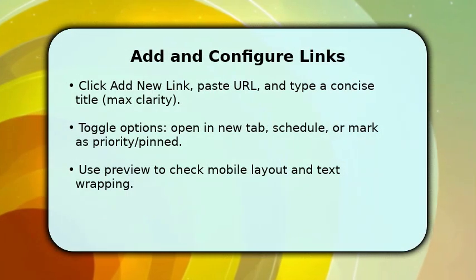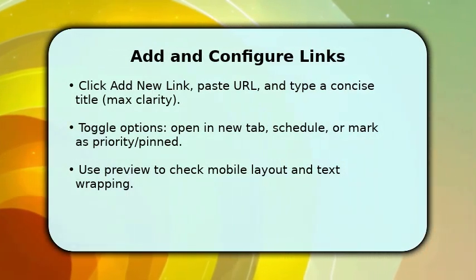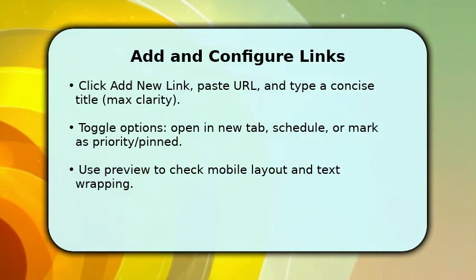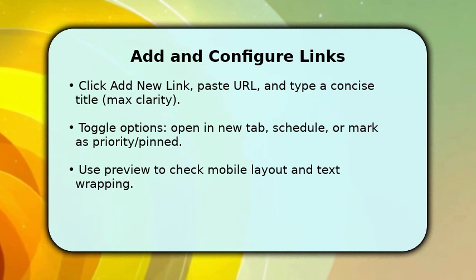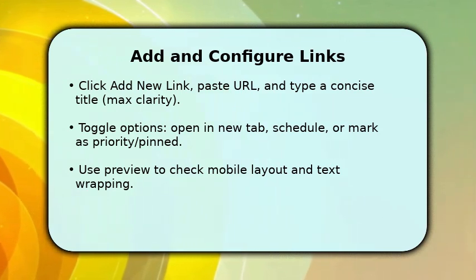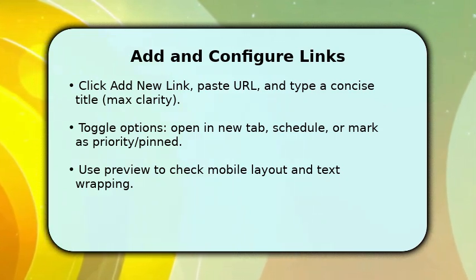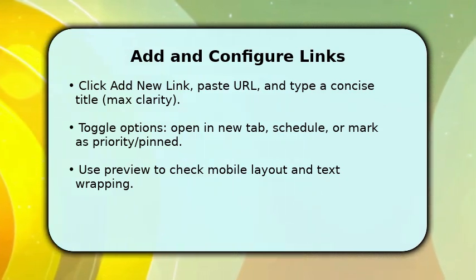Once you're in the links area, click Add New Link and paste the URL, then enter a short title that tells users where they'll go. Make sure to toggle options like Open in New Tab or Schedule if you want timed availability, and pin priority links when necessary. If you need tracking, append UTM tags before saving.